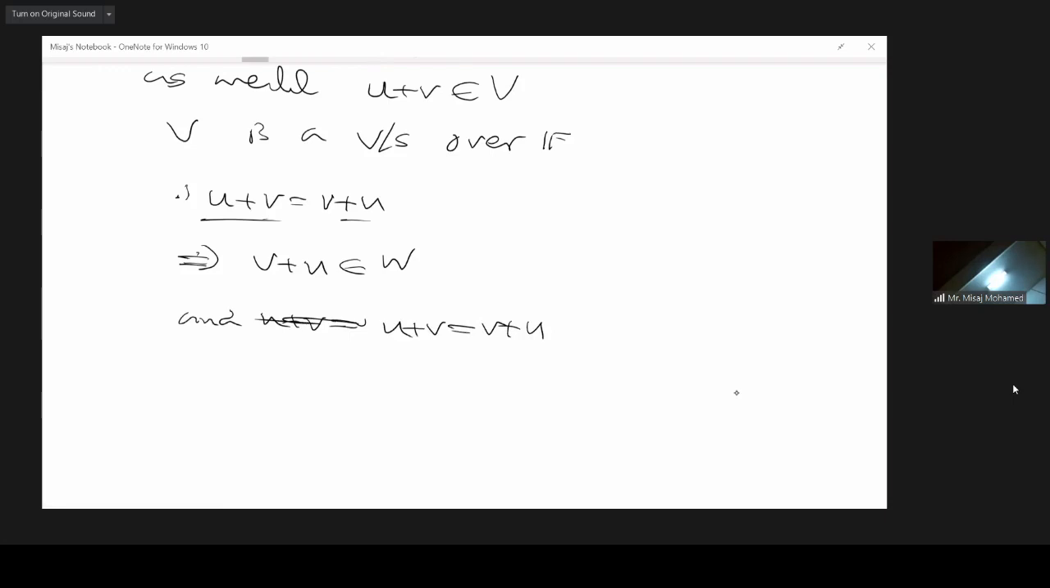So similarly, for the associative property, the same reason. You always think that all these elements are the elements of V as well. W is a subset of V. The same elements that are in W are also in V. V is already a vector space.